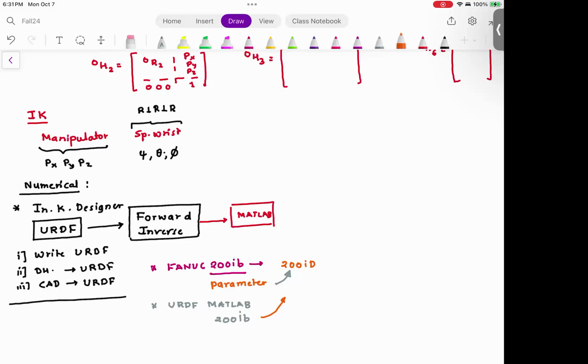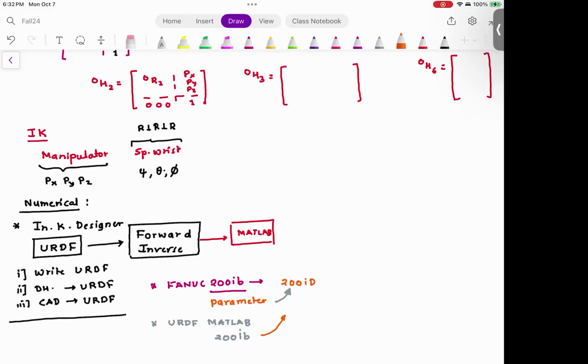Typically a URDF file can only solve the kinematics problem. If you need visualization software, you need to have a CAD model. But as far as this exercise is concerned, it doesn't matter if your CAD model is not for 200 ID because it's the exact same configuration. So it will move in a similar way, but your answers would be different. So I would encourage you to try this.